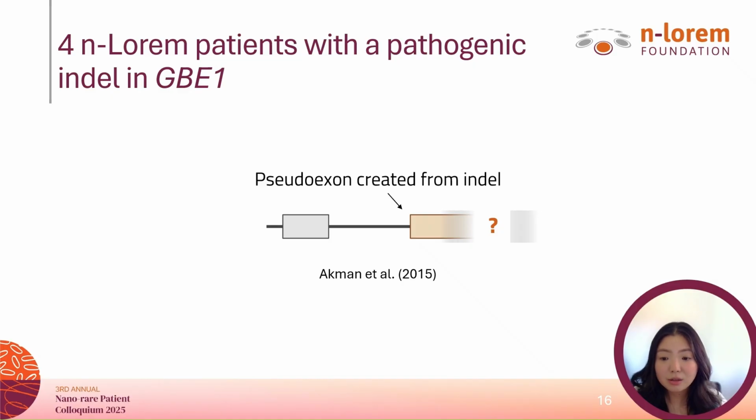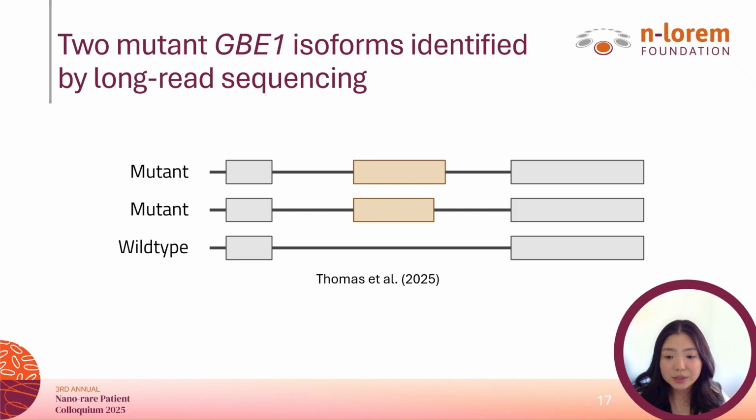However, back then, long-read sequencing really wasn't widely available, and it was also very expensive to perform this technique. And so when we were developing a therapeutic ASO for these patients, we performed long-read sequencing, and we found out that there are actually 2 different mutant GBE1 transcripts, so 2 different lengths for that pseudoexon created from the pathogenic indel. We also found out that the terminal exon in the mutant GBE1 transcripts is not that pseudoexon. That was another new finding: the terminal exon of the normal GBE1 transcript is also included.